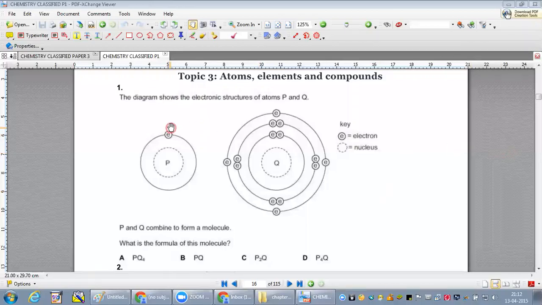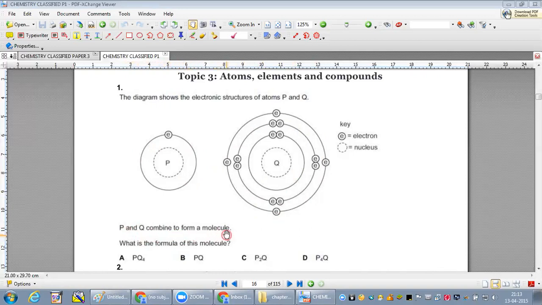Okay, the first question over here. The diagram shows electronic structures of atoms P and Q. P is over here, it is having just one electron in the only orbit that is there. Q is over here. Just see how many electrons are there in the outermost shell. This is 1, 2, 3 and 4. So the 4 electrons are there in the outermost shell for Q, and P is having just one electron.